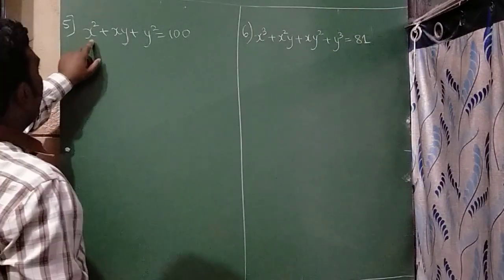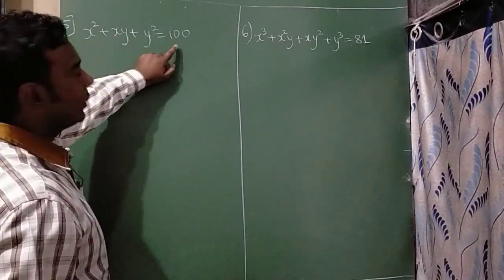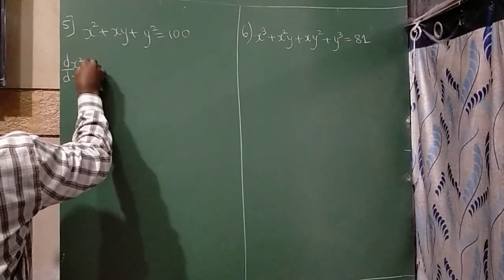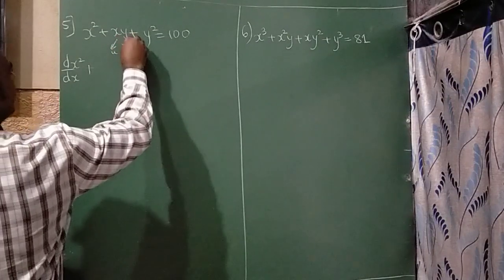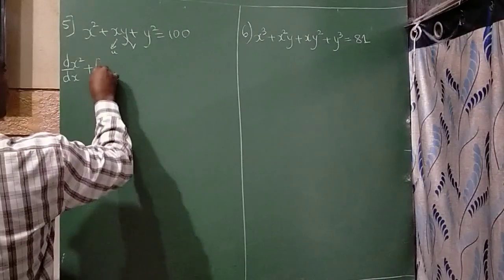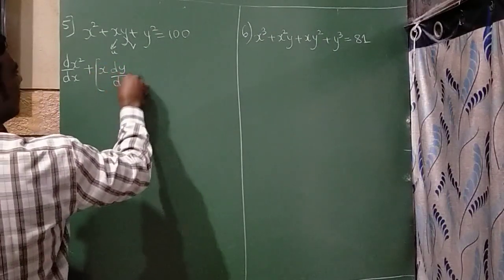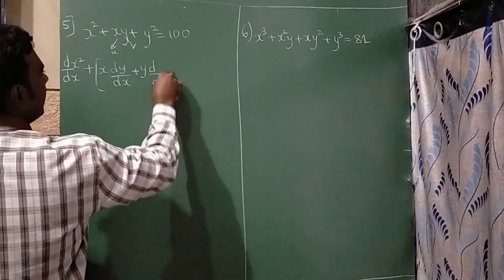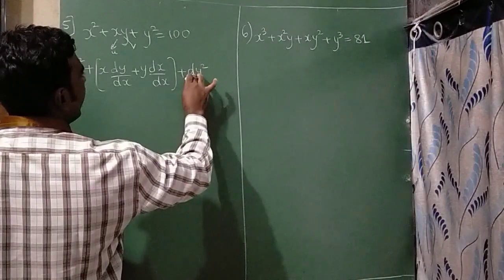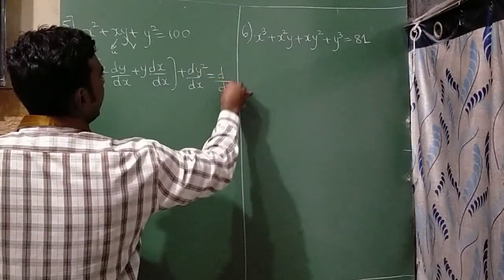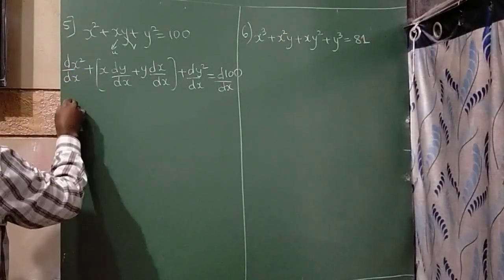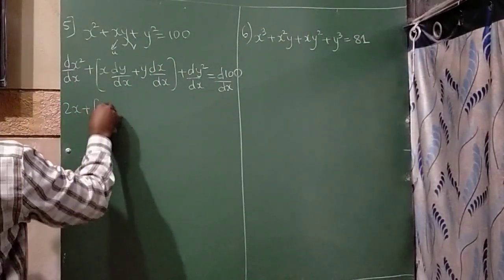So the fifth question is x² + xy + y² = 100. Here I'll write d/dx of x² plus, this will become u and this will become v. From the product rule, this will become x dy/dx + y d/dx, plus d/dx of y², and the last one is d/dx of 100. Now d/dx of x² is 2x, this you need to write as it is.